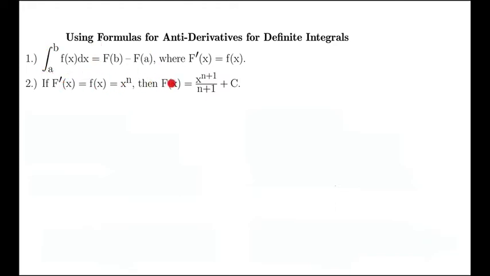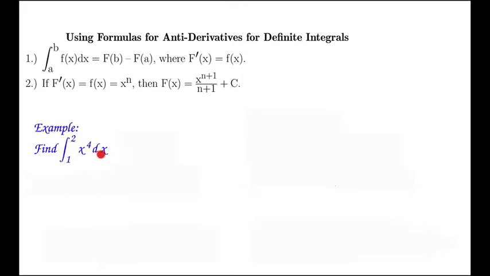Well, now we have a way of finding a formula for the antiderivative of an integrand. If the integrand is something like x to the n, then we can find a formula for the antiderivative using this: x to the n plus 1 over n plus 1 plus a constant. So this is the most general antiderivative. So we can combine these two facts together to allow us to evaluate a lot of different definite integrals. Let's see how it works.